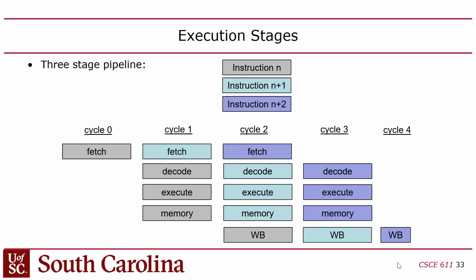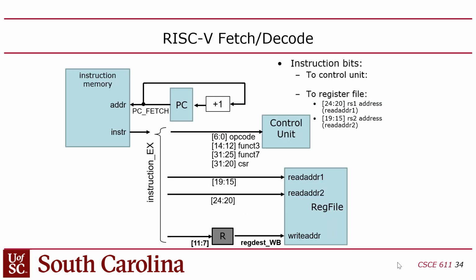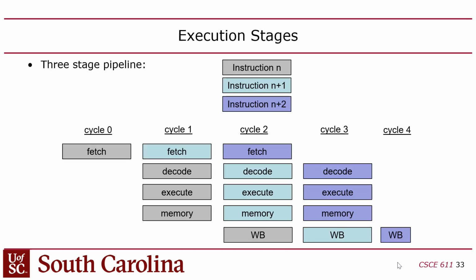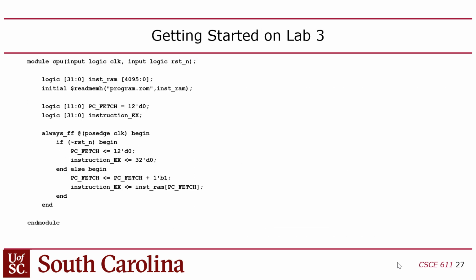Now, how do you design something like this, though? How does this work, Verilog-wise? I'm not sure how it's usually done, but the way that we came up with for this class is we add a suffix to the signal names to designate which stage those signals belong to, right? I mentioned earlier when I showed you the code back here, we have this thing called PC_fetch and instruction_EX.